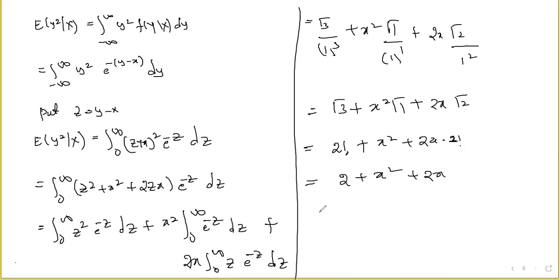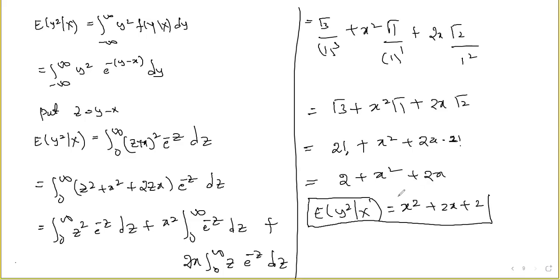This is what the expected value of y square given x is; it is equal to x square plus 2x plus 2, we got. Right. So now we are going to find the variance. Right. So variance of, sorry, not y square, variance of y given x it is.